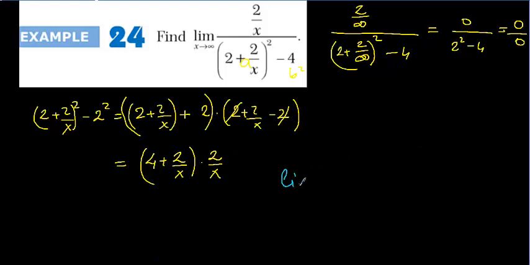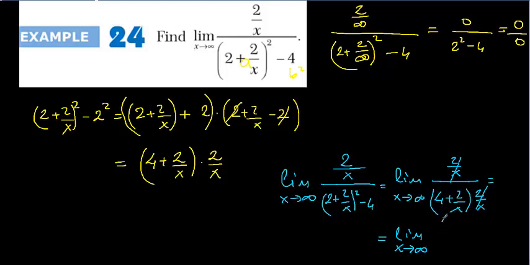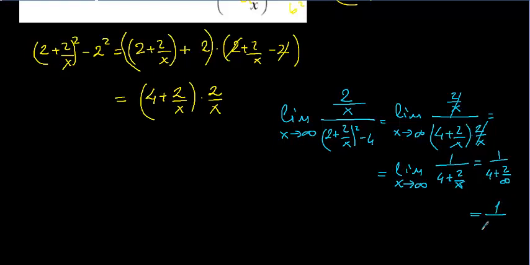Then limit x tends to infinity of 2 over x over 2 plus 2 over x squared minus 4 is going to be equal to limit x tends to infinity of 2 over x over 4 plus 2 over x times 2 over x. The 2 over x terms, if we simplify, it's going to be equal to limit x tends to infinity of 1 over 4 plus 2 over x. And when you replace, 1 over 4 plus 2 over infinity, that's 1 over 4 plus 0, which is equal to 1 over 4.